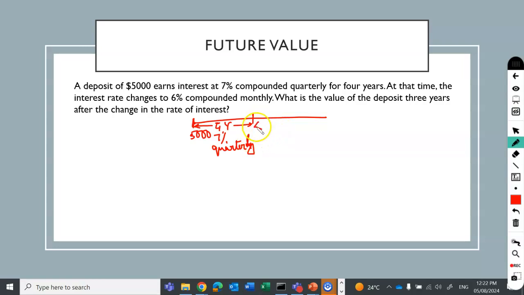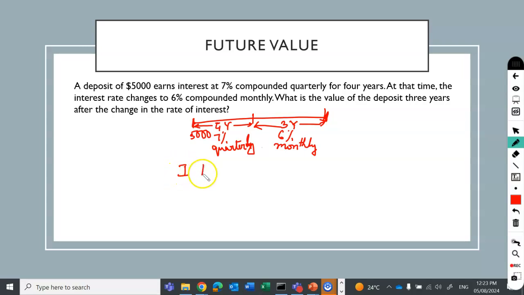And then the next 3 years, because you have to find 3 years after the deposit, what will be the value after the change. The change is 6%, which is monthly. Right, so the problem will be solved in two stages.